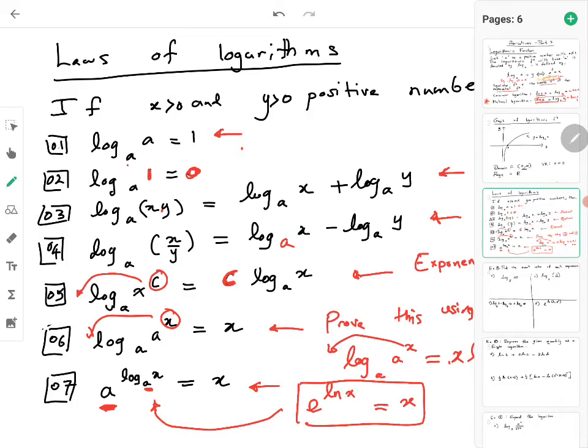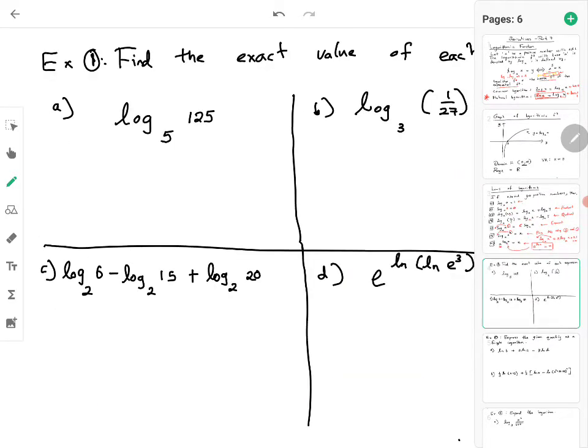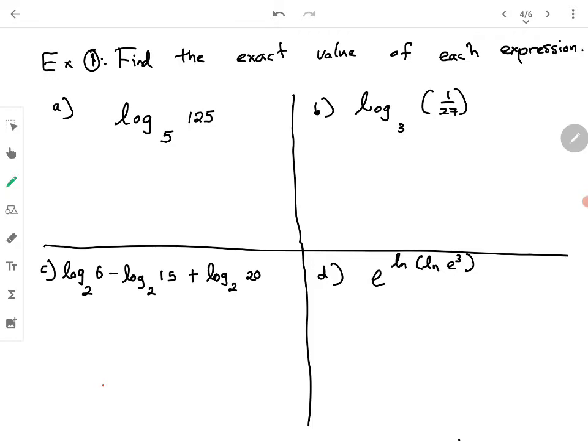Okay, now let's do a few exercises. We want to find the exact value of each of these log expressions without using a calculator. So here, log 5 125. What is this equal to? So let's say it's equal to y. So we need to find y. So for this type of question, what you need to do is you are given the log form, you convert it into the exponential form. So 5 raised to the y is equal to the argument 125.